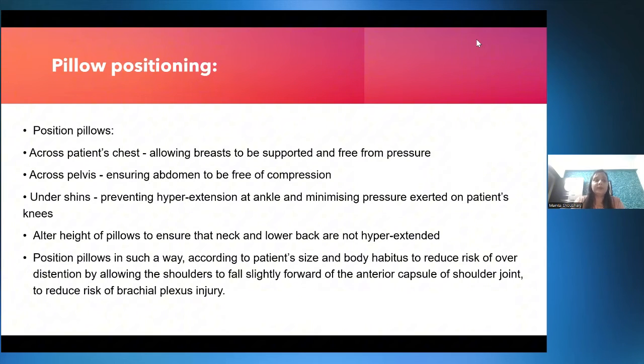So where the pillows need to be placed: across the patient's chest, allowing the breasts to be supported and free from pressure; across the pelvis, ensuring the abdomen is free of compression; under the shins, preventing hyperextension at the ankle and minimizing pressure exerted on the patient's knees. Alter the height of pillows to ensure that the neck and lower back are not hyperextended, and position pillows according to patient size and body habitus to reduce the risk of overdistension, by allowing the shoulder to fall slightly forward of the anterior capsule of the shoulder joint to reduce the risk of brachial plexus injury.